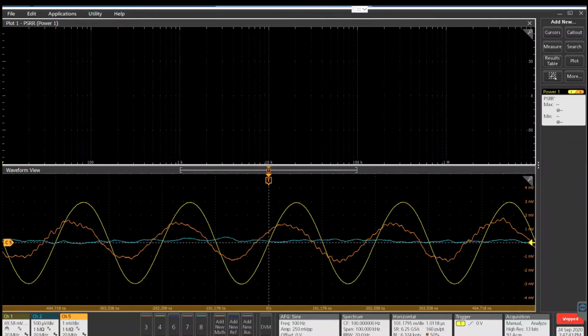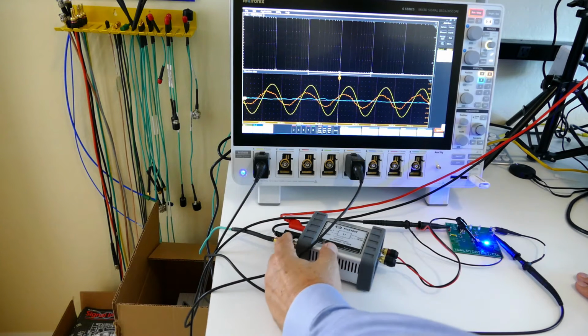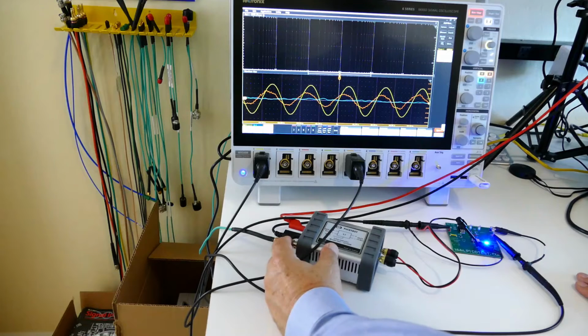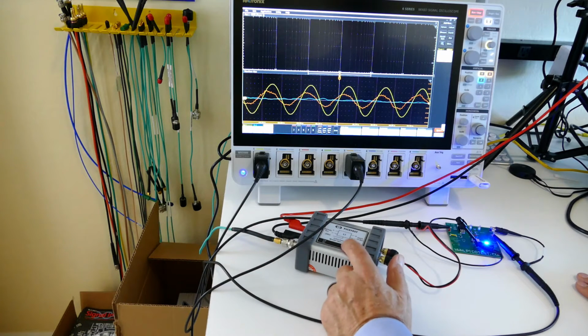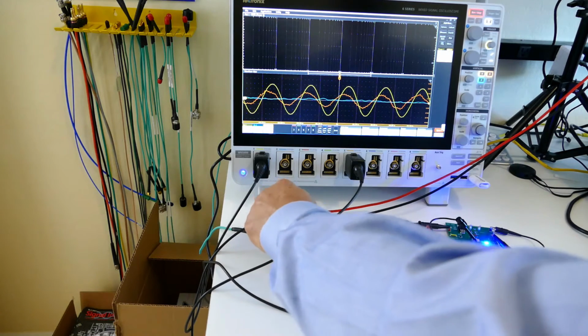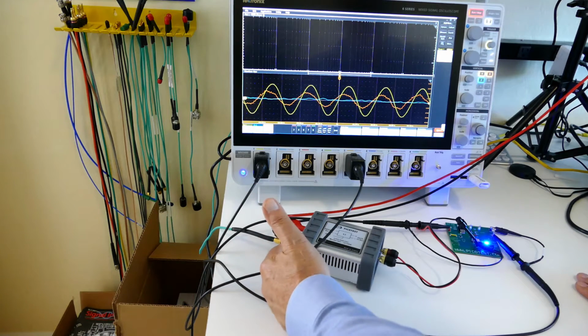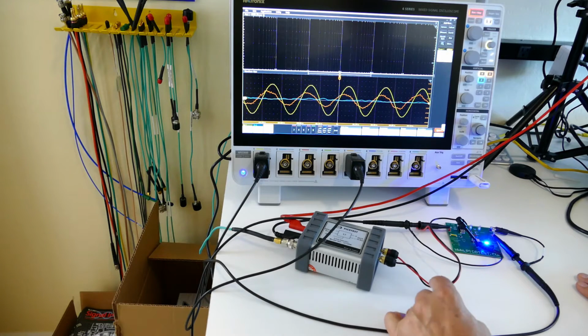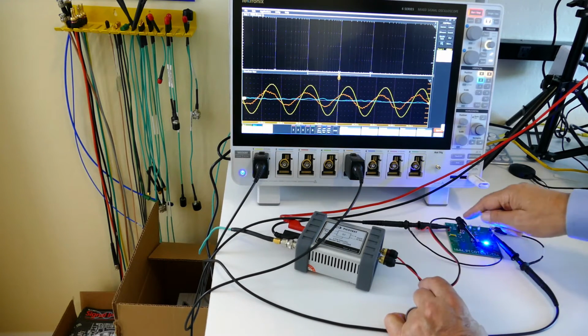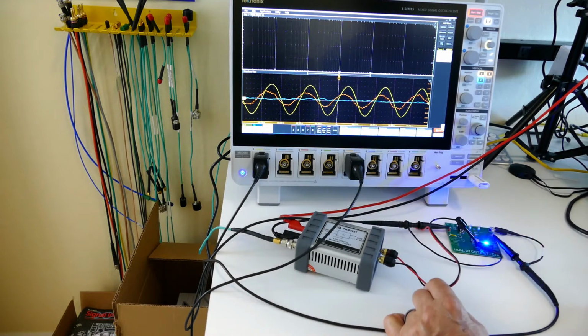So here we're showing the PSRR measurement of a linear regulator. The AFG from the oscilloscope is modulating the J2120 line injector. The line injector takes DC voltage from a bench power supply and adds the AC modulation signal to it at the output, and so it modulates the input voltage to our linear regulator.